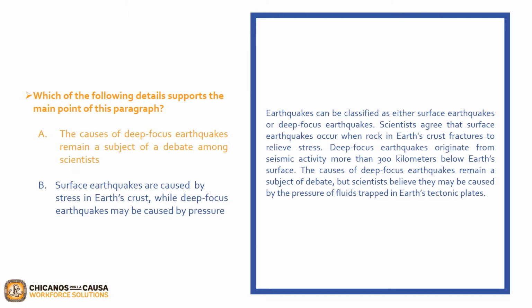The main point of the paragraph is that earthquakes can be classified into two types, based on how they are caused, and answer B provides supporting details that illustrate the differences between the two types. While answer A is mentioned in the paragraph, it is not the fact that supports the main point about earthquake classifications. Therefore, it is only a supporting detail.